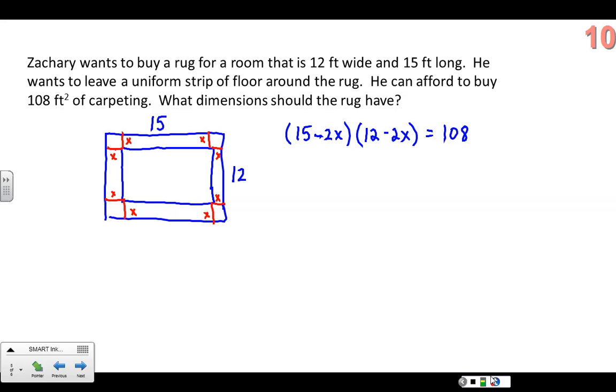So here's my equation that I want to try to solve. Let's multiply it out on the left side. We're going to multiply this out using the FOIL method. 15 times 12, we'd say, is 180.